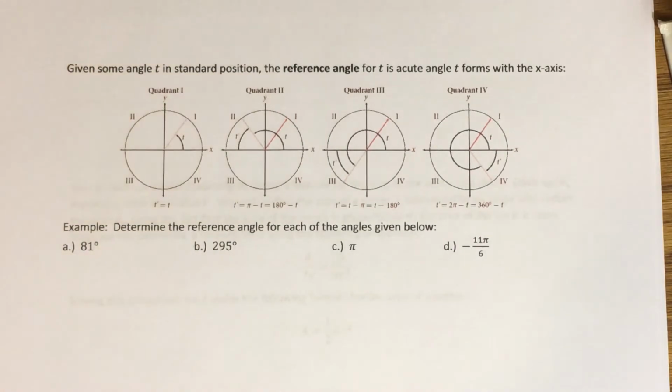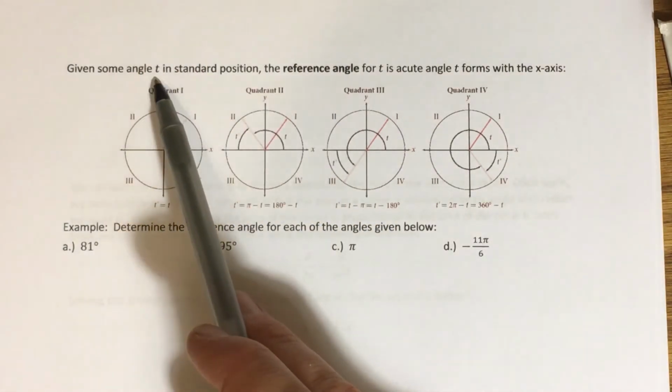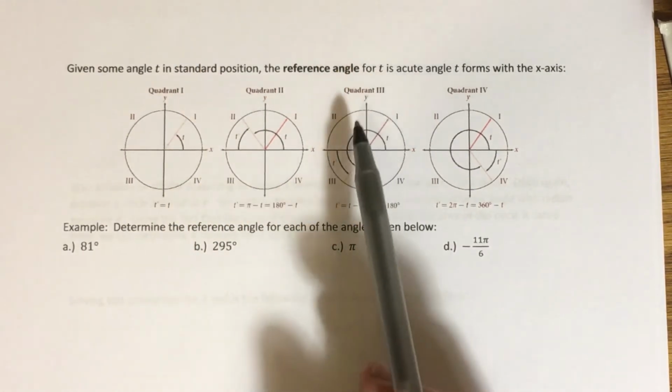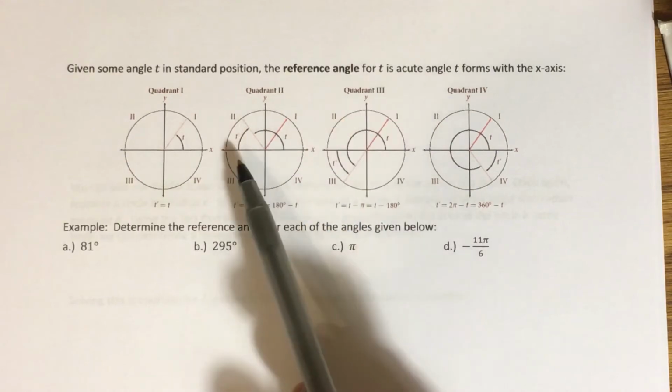This will become really important soon in Chapter 7 when we're working with sines and cosines. The idea of a reference angle is to associate any given angle with a related acute angle. And if you're rusty on your geometry, an acute angle is any angle that's between 0 and 90 degrees. So the way that we define a reference angle, if t is some angle that's been put in standard position, then the reference angle for t is the acute angle that t forms with the x-axis.